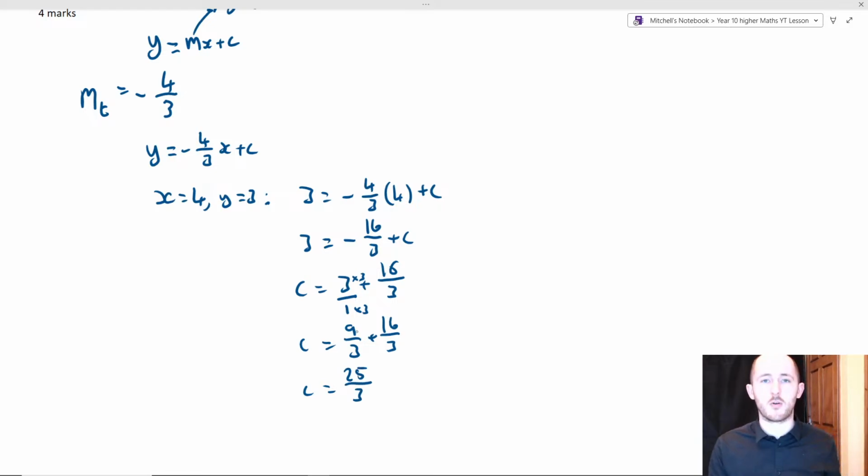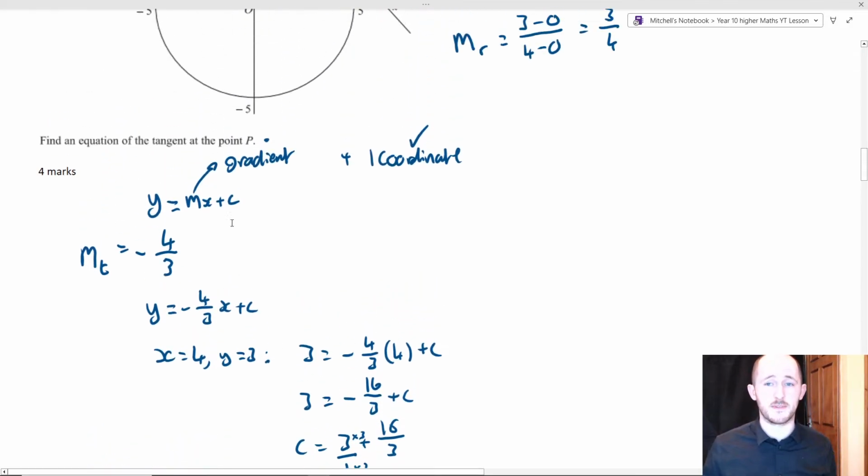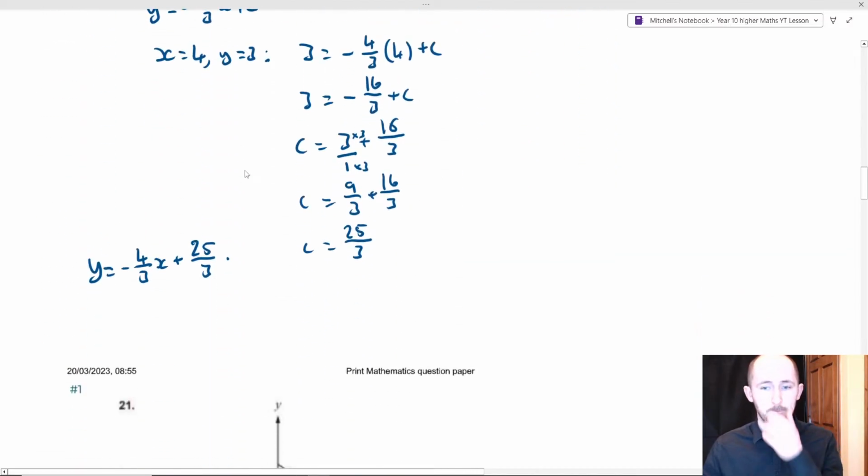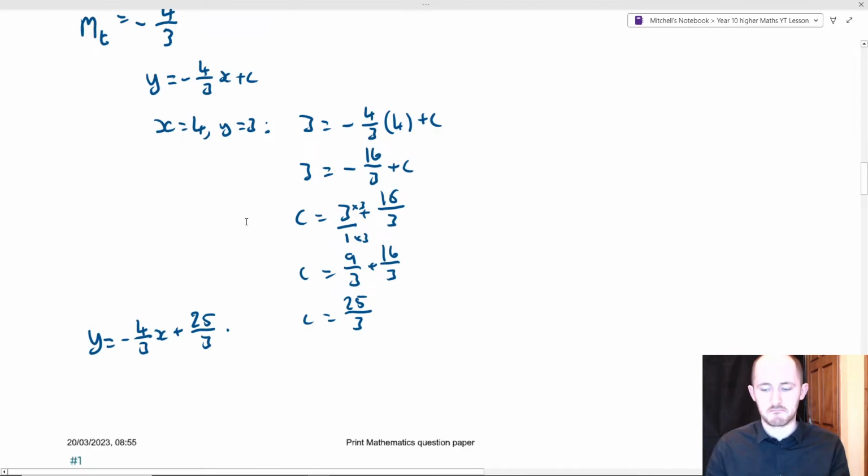I did that in a really long-winded way just to make sure that everyone was completely clear on how I got that. So of course you can do it much faster if you know how. But that is our equation for the tangent. And it's normally 4 or 5 marks, so in this case it happened to be 4, probably because it's the easiest it can possibly be. So I thought that's pretty nice, I hope.